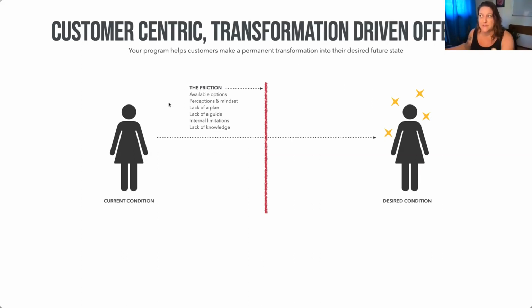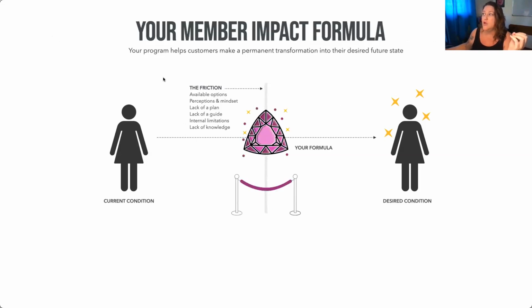It may be perception and mindset. It may be not having a plan, not having a guide, internal limitations, lack of understanding, whatever it may be. Your program and your formula is what is going to help people cross that bridge to the other side.